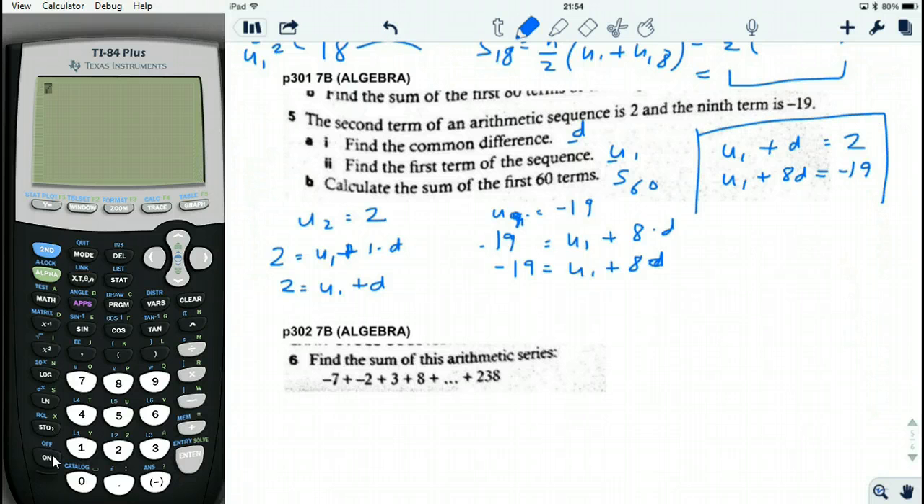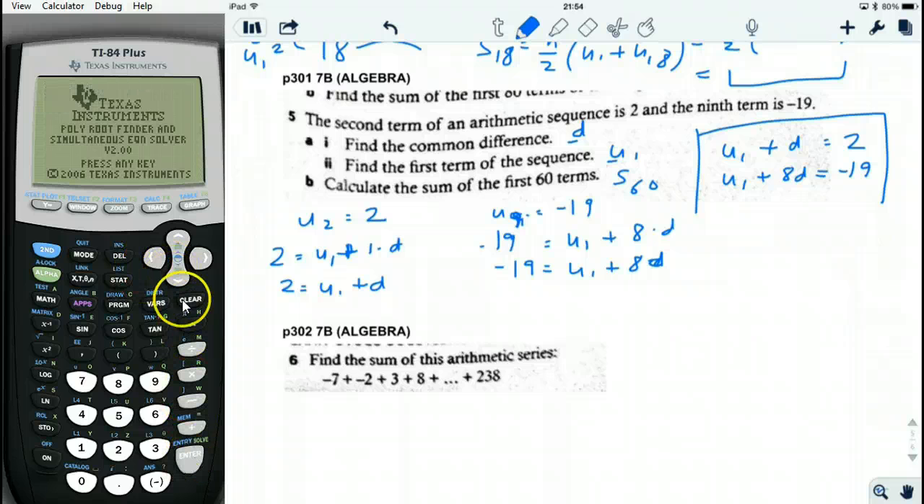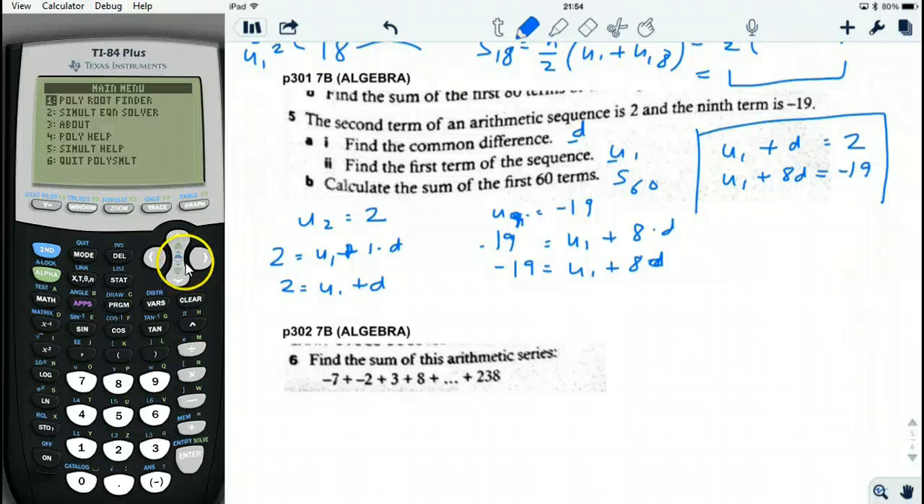I put two equations, two unknowns, and then I'm going to go to an app called PolySMLT, and then I hit enter, and then I'm going to go to simultaneous equation solver, which is number 2, and then I'm going to say two equations and two unknowns, which is the default, and then I press this for next. Then I'm going to put in these numbers for the coefficients.